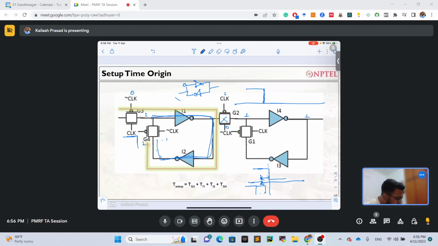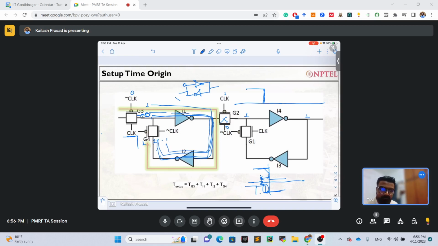Okay, and what happened? The clock has gone down, and before that the data has also gone down. Now what will happen as the clock goes down? It will actually see the data 0 coming from here. But earlier, we had passed 1 from here to here. It is still 1 because this 0 will take some time to propagate.